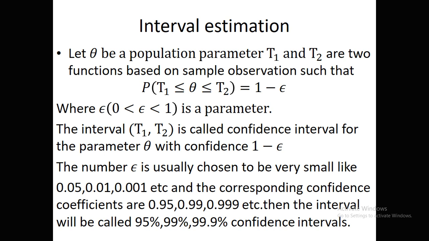So our basic target will be to find the interval (T1, T2) with the confidence of 1 minus epsilon, where epsilon is a positive quantity. If the probability of T1 less than or equal to theta less than or equal to T2 equals 1 minus epsilon, and if epsilon equals 0.05, 0.01, 0.001, then 1 minus epsilon becomes 0.95, 0.99, 0.999. Then in words we can say that it is a 95%, 99% or 99.9% confidence interval. What is the interval? The interval is (T1, T2).